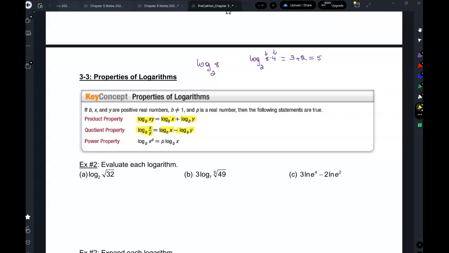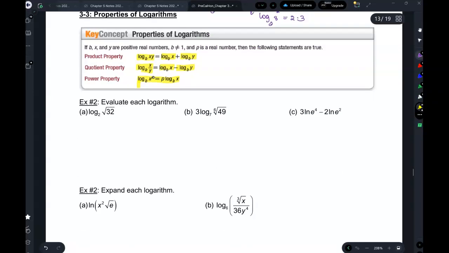Now, if I have log base 2 of 8 squared, it's 3 to get an 8, and then times 2, 6 to get the square of that. So this comes down, so it's 2 times 3. And that's what it says here, right? So let's do these using those properties.